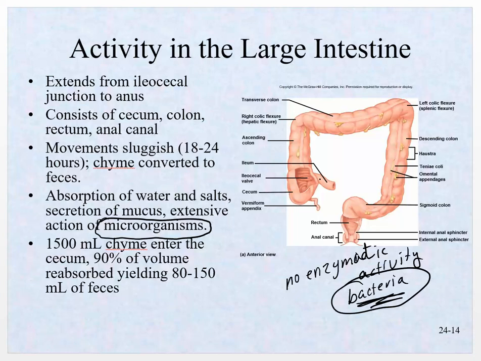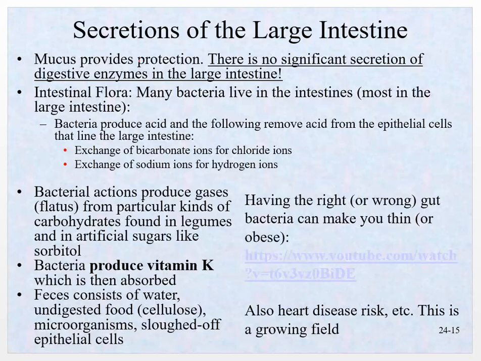About 1,500 milliliters of chyme enter the cecum, 90% of the volume is reabsorbed, yielding 80 to 150 milliliters of feces. There, you know that. I'm not going to ask it on the test. All right, so secretions of the large intestine. This is kind of what I just said. Mucus provides protection, but there is no significant secretion of digestive enzymes in the large intestine.